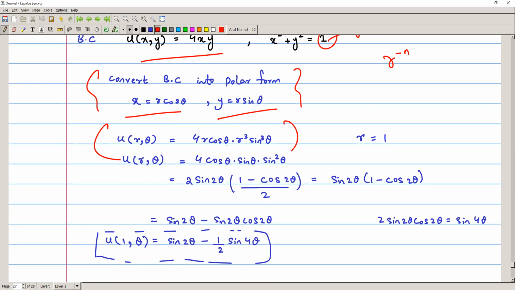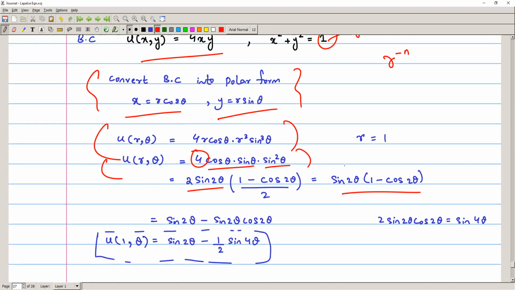So u_r(θ) equals 4r cosine theta times r squared... r cubed sine cubed theta, right? So we will get 4 cosine theta sine squared theta. Then we have 2 times sine theta cos theta, which is sine 2 theta. Therefore, it will be 2 sine 2 theta. Here, 4 times sine squared theta is 1 minus cosine 2 theta over 2.